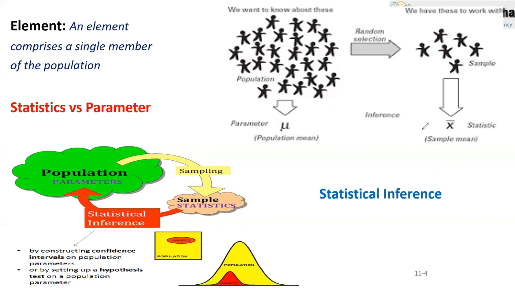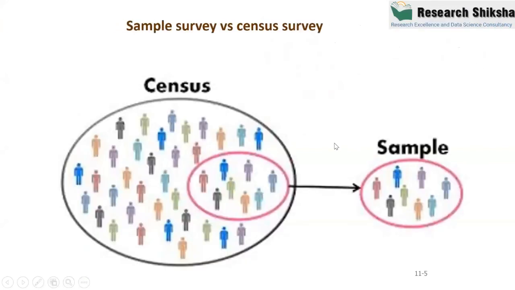Okay, so let's move. Now, there are two types of study. One is called a census study, and the second type we call a sample study. I hope you understand what a census study and a sample study are. If you are getting the data from each and every unit of the population, this study is called a census study.